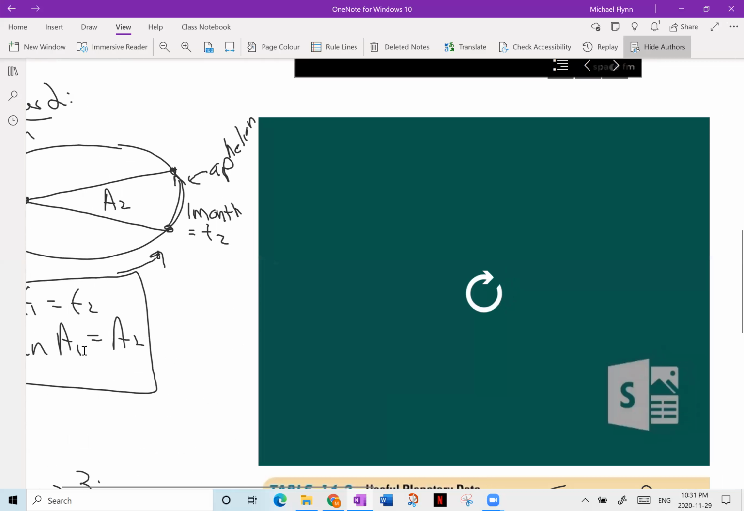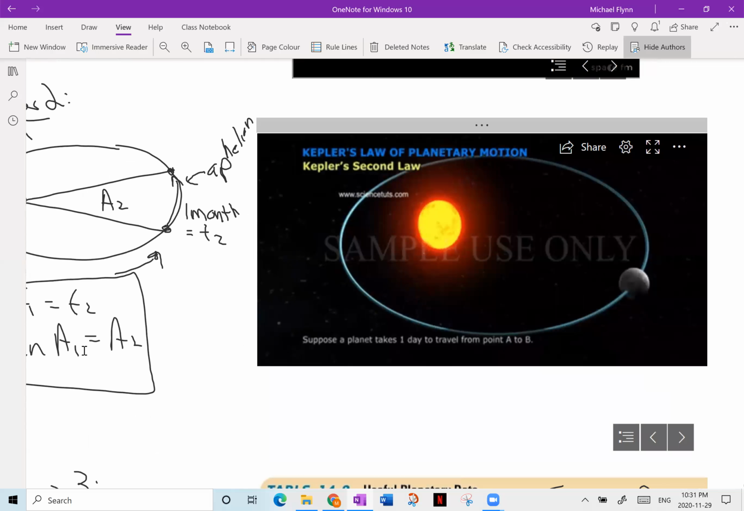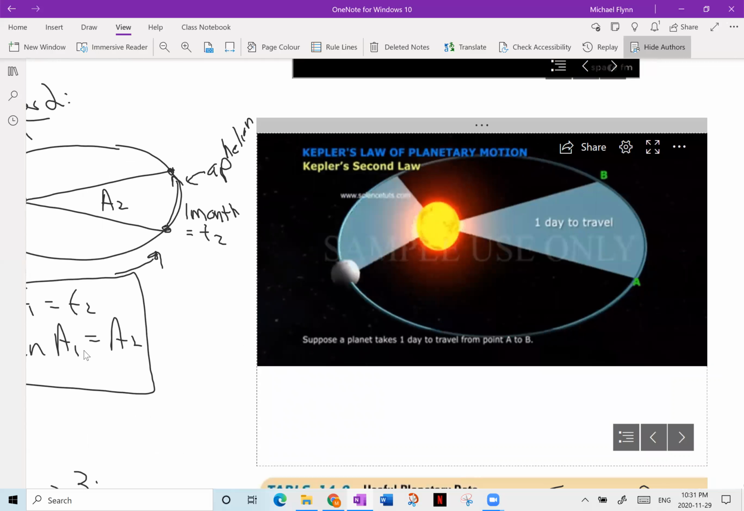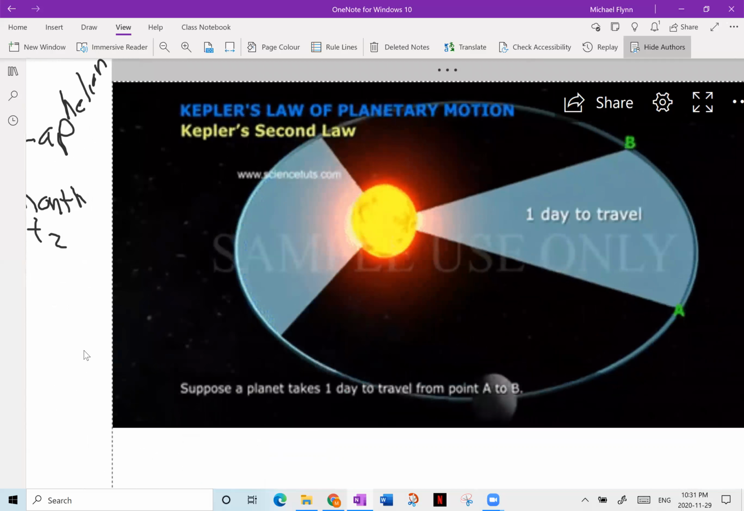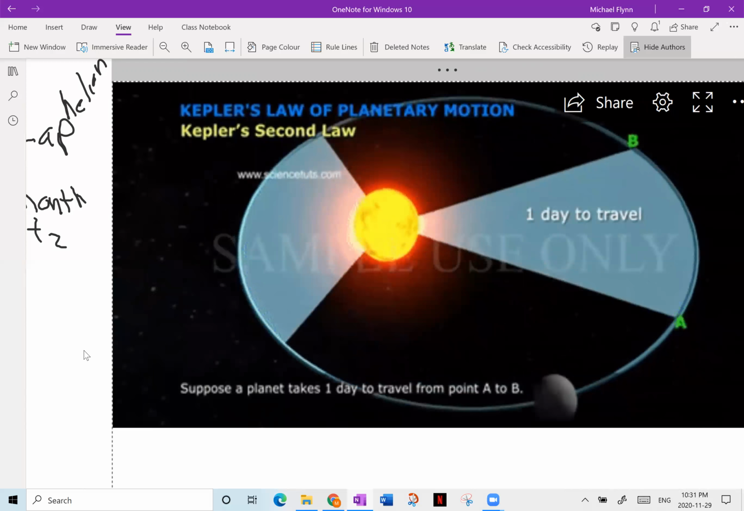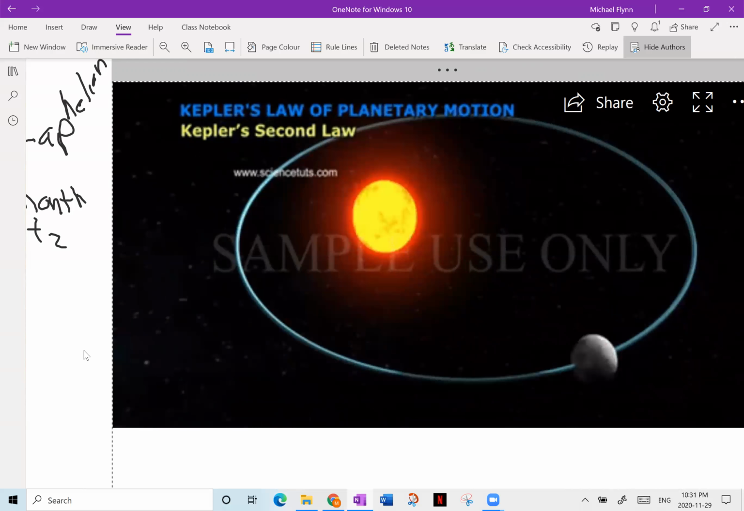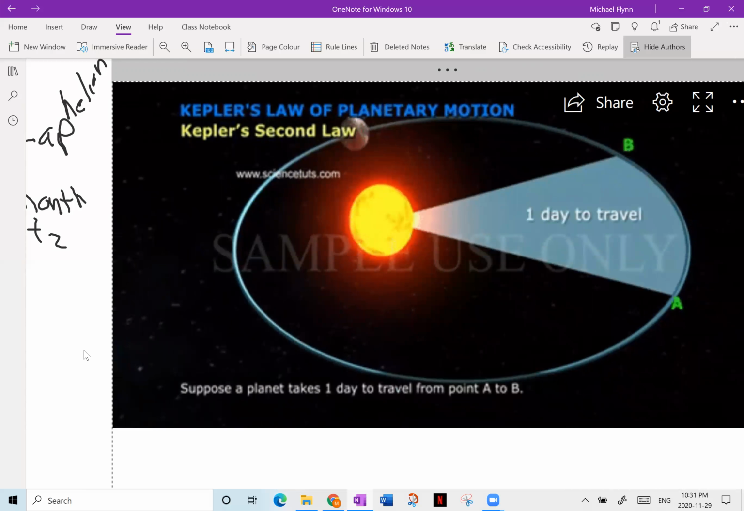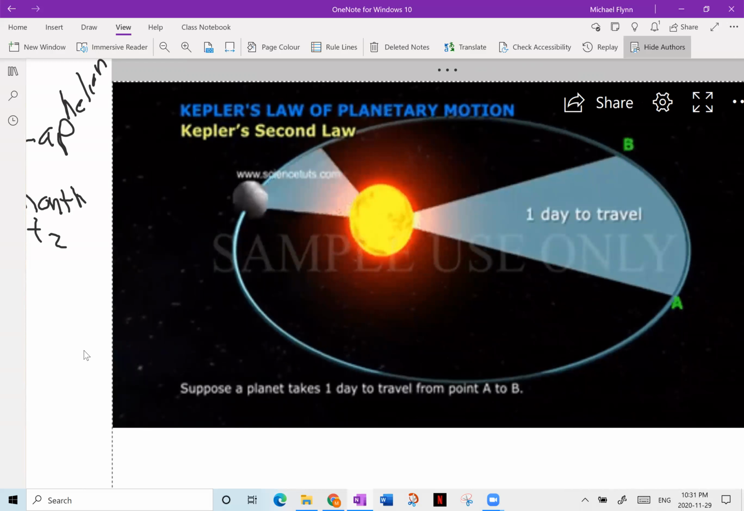Law number two is that planets will sweep out equal areas in equal time intervals. So for example, this is an exaggeration. Forget day, let's say it's a month. So that's a month from A to B. And then what happens is when it's closer to the sun, it moves faster. So when the radial arm is short, it speeds up.